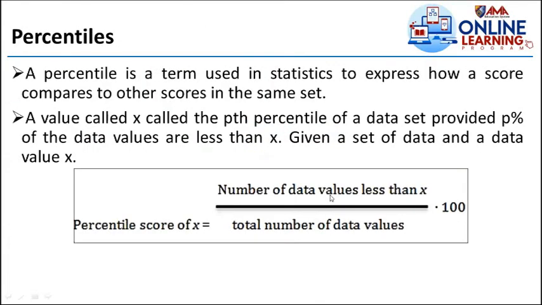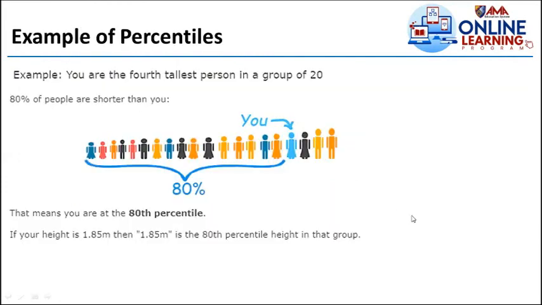Kaya pag titignan po natin dito, pag ginamit natin yung formula, number of data less than X, so we have 17 divided by 20 times 100. Okay? Check po natin kung tama po yun. Or 16 divided by 20 multiplied by 100. So that is the correct formula. Kaya sabi niya, number of data values less than X. So our percentile is less than 100%. Okay? If we're going to check that, 16 divided by 20 multiplied by 100, then you're going to have 80%. Okay?